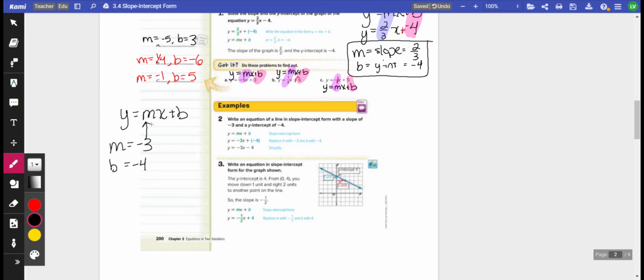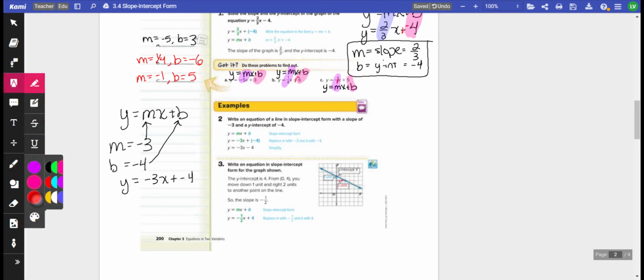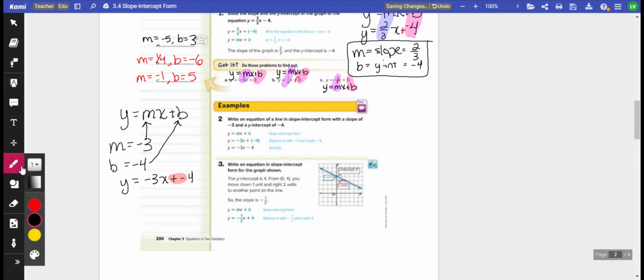-3 goes in for m, -4 goes in for b. y equals -3x plus -4. The last step for this problem is to combine this plus negative, which is the same thing as saying positive times a negative, which is just going to become a negative or a minus. So y equals -3x minus 4. That's my final answer.